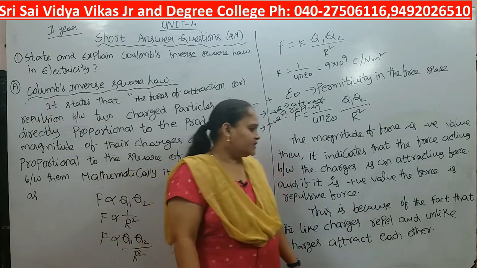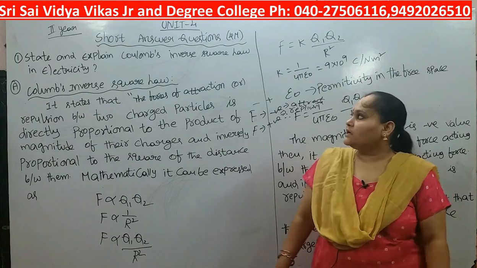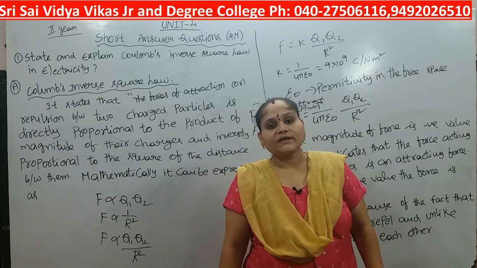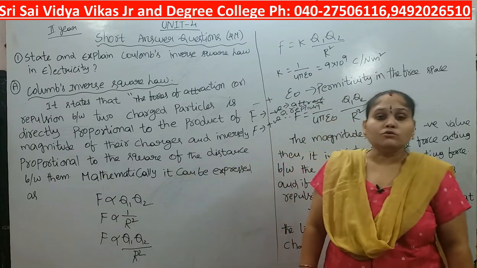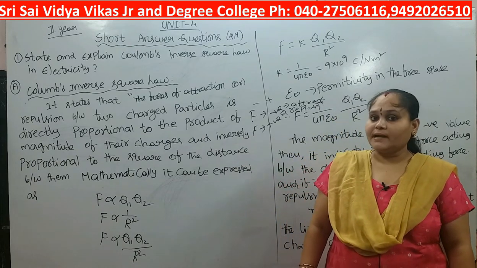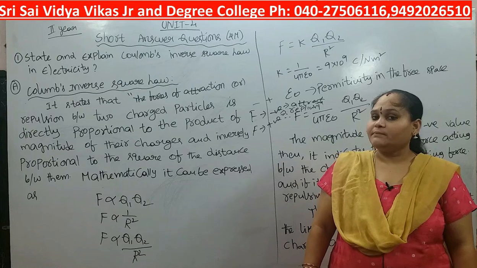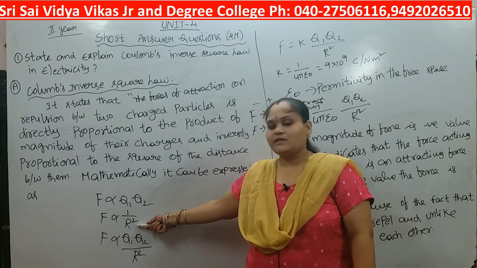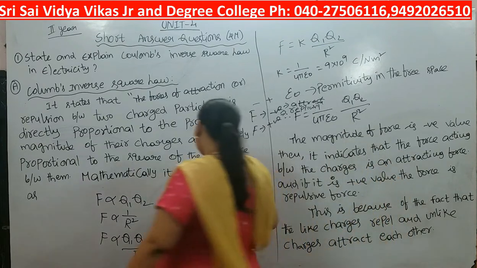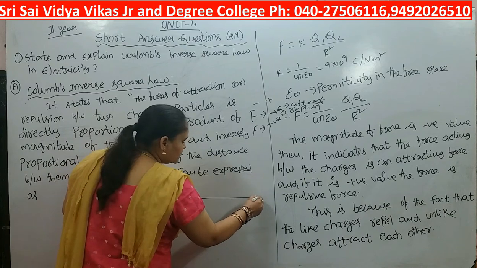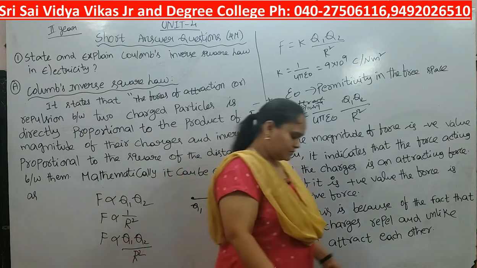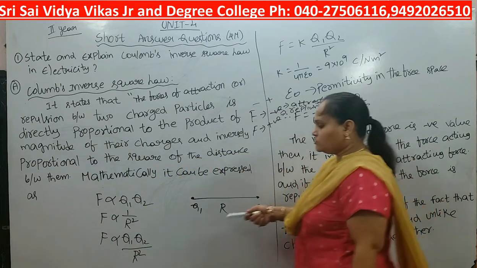Once more I will repeat it. State and explain Coulomb's inverse square law. It states that the force of attraction or repulsion between two charged bodies is proportional to the product of the magnitudes of their charges and inversely proportional to the square of the distance between them. This is the Q1 particle, this is the Q2 particle, and this is the distance R. So F is proportional to Q1 Q2 by R square.